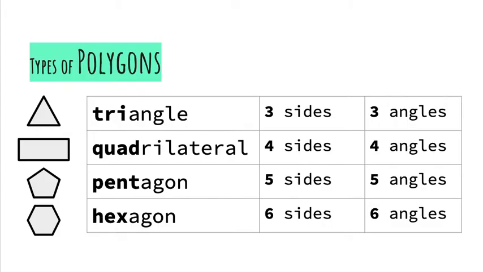So we learned that 3 sides and 3 angles is a what, everybody? Triangle. If we've got 4 sides, 4 angles, it's called a quadrilateral. Say quadrilateral. Good job. And then if it has 5 sides, 5 angles, it's a pentagon. And if it has 6 sides, 6 angles, it's a hexagon. All right, we're going to be doing a lot of that today.